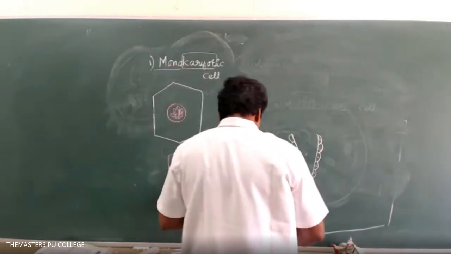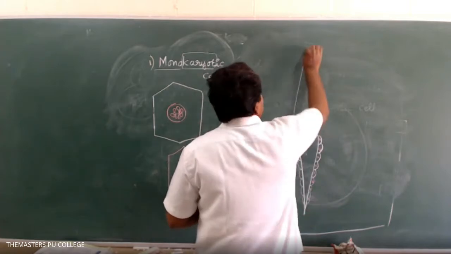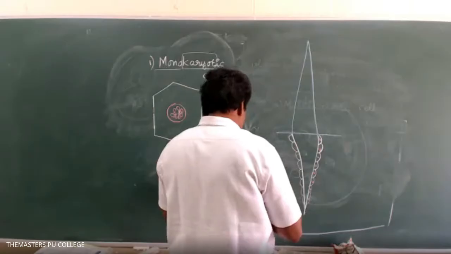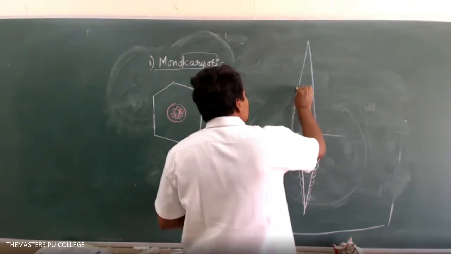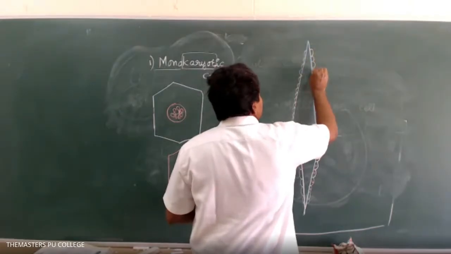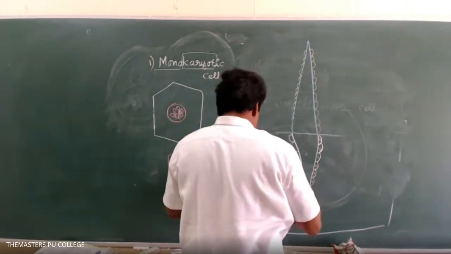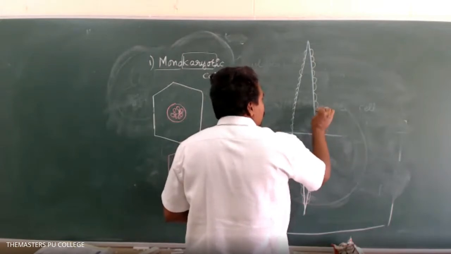Outermost layer of the stem. What is the outermost layer of the stem? Bark. That's the epidermis layer that is present now. Yes, sir. Like in the epidermis layer, the epidermis layer is made of several cells. Each cell consists of one nucleus.